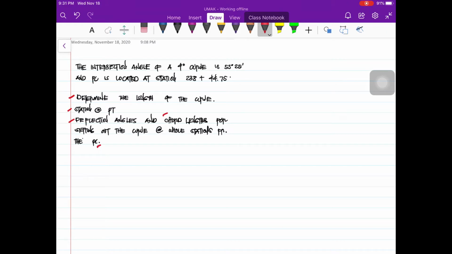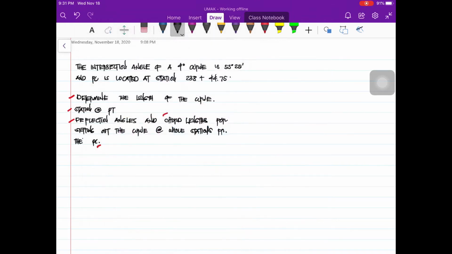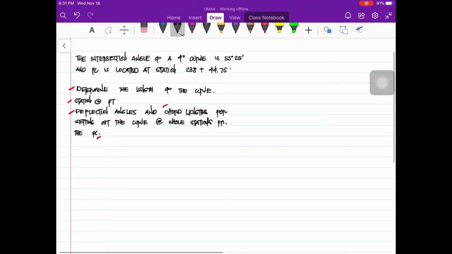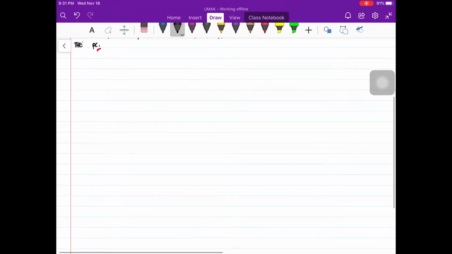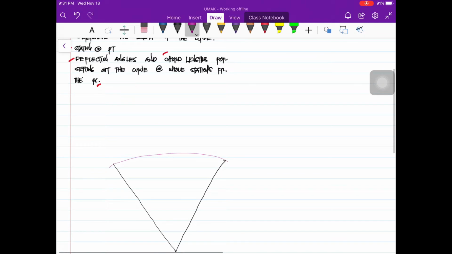So to lay it out, it's actually a very simple problem. The intersection angle of a curve, so we are going to draw a curve. So for example, you have a curve like that and you have this, okay? Then the intersection angle.